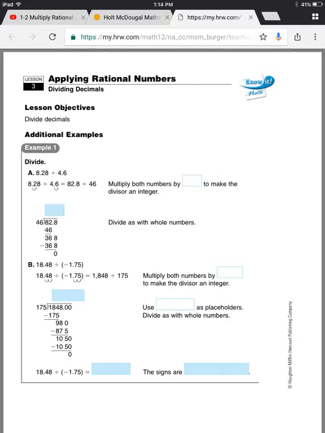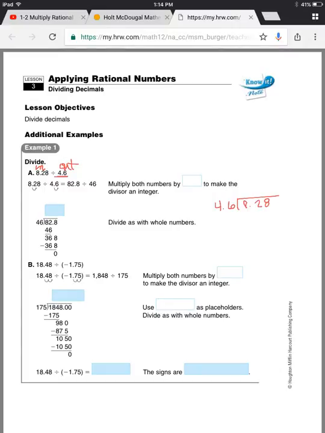Okay. So, honestly, they teach a really confusing way. I don't really care about the way they teach. I want you to know that the second number goes outside the box and the first number goes inside the division box. So you would have 4.6 outside and you would have 8.28 inside.